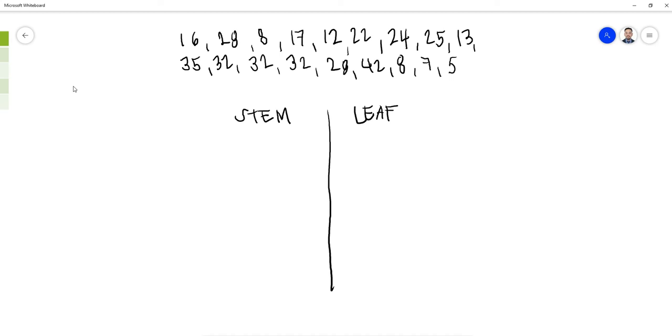We have 5, 7, 8, and 8. It is in the ones digit category, so we will place it in the first row. For 5, meaning in our stem part is 0, and at the leaf part is 5. Then we have 7, and we have 2 8s.